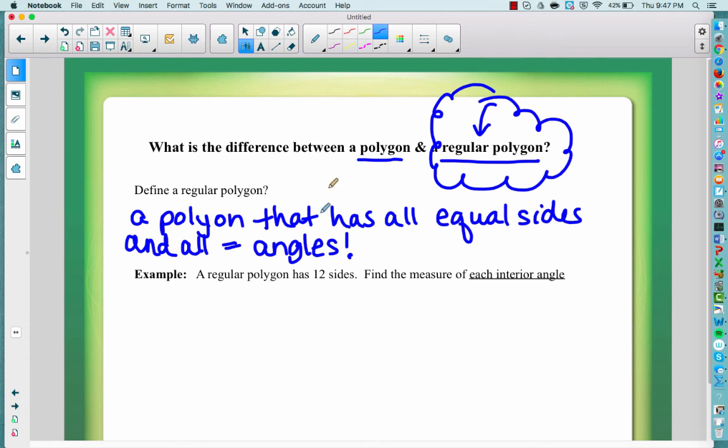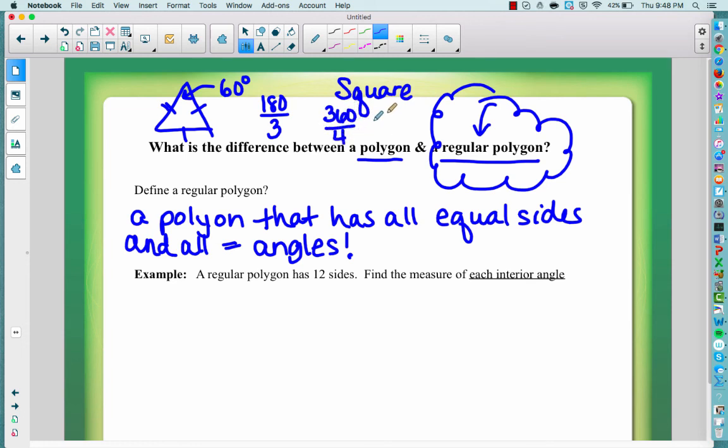Okay, so it's important because like an equilateral triangle, that is a regular polygon. 1, 2, 3, and all the angles are equal, and we know that all the angles are 60 degrees. How did we do that? Well, we take 180 and we divide it by 3. So we take the interior angles and we divide by the number of sides. A square is a regular polygon. So we take the sum of the interior angles of a quadrilateral, which is 360 degrees, and we divide it by 4, which is going to give me 90 degrees.